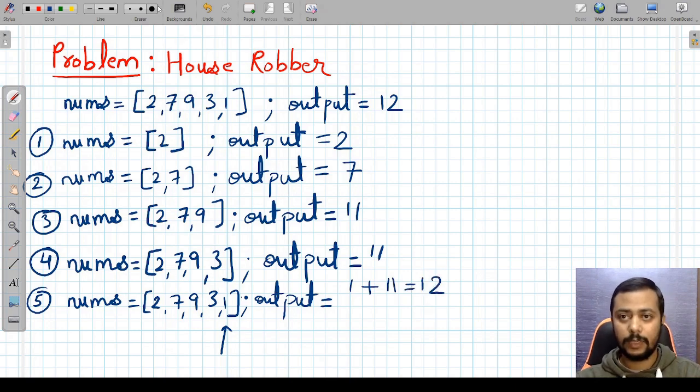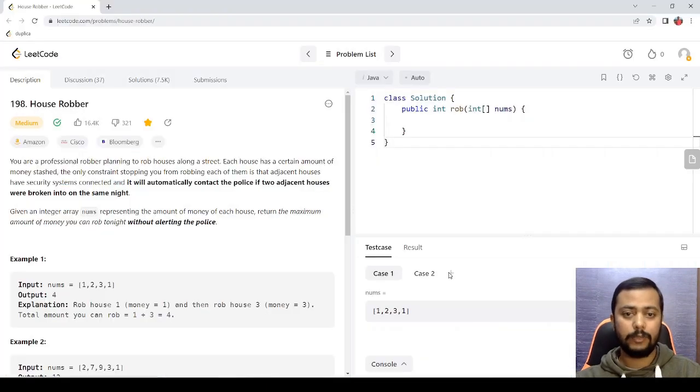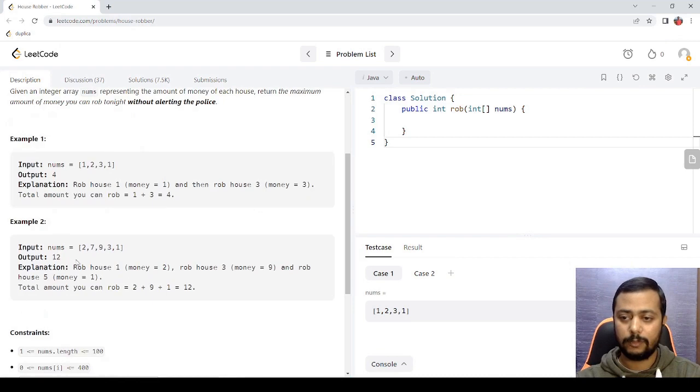But let's say the other choice that I have is that I will not rob this house. If I don't rob this house, what will be my total value? It will be whatever is the value for 2, 7, 9 and 3, which I have also previously calculated, which is 11. So the other choice comes out to be 11. And out of both of these two choices, the maximum value will be 12. So my overall result will become 12. And we can compare it with the expected output, which is also 12.